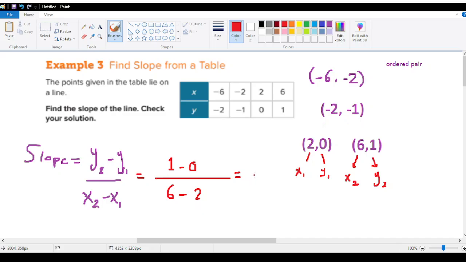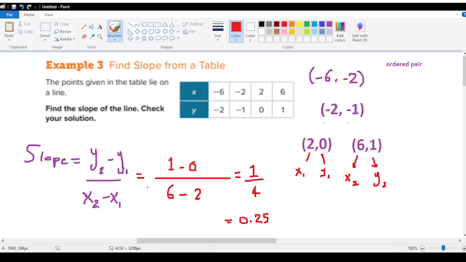Now 1 minus 0 is 1. 6 minus 2 is 4. So the final answer is 0.25. That's right. So this is the slope.